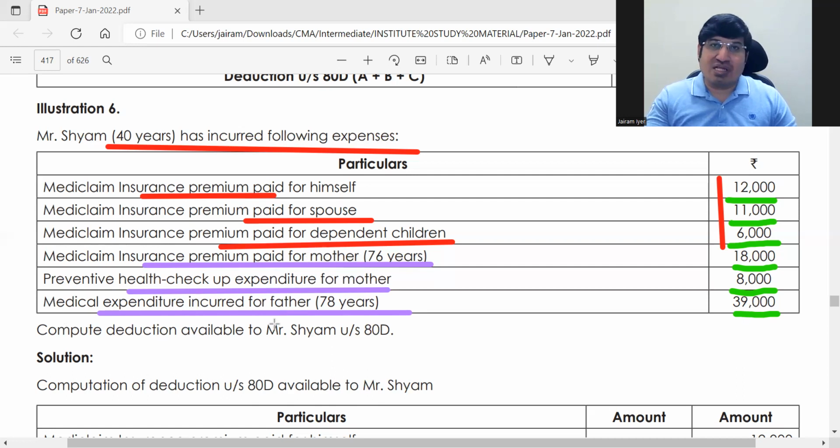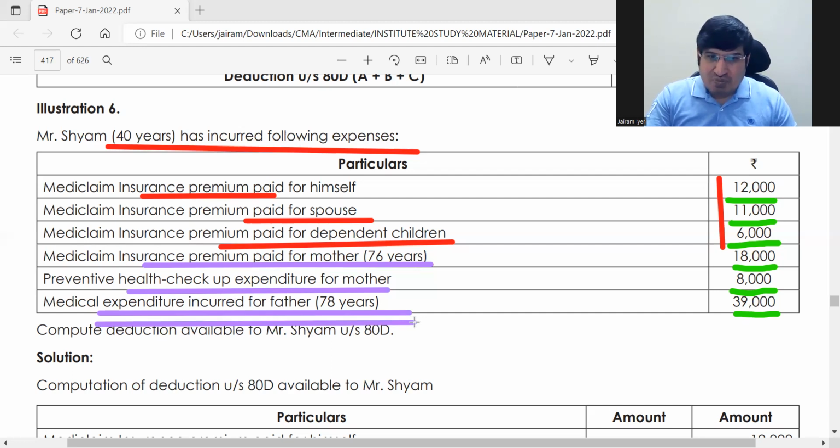So we are not talking about health checkup. Point number 4, which we had, medical expenditure. Okay, if you are getting deduction for mediclaim insurance, you will not get deduction for medical expenditure for the same person. For mother, he has mediclaim insurance, he would not have got. Okay, but for father, he doesn't have mediclaim, so he will get this. Okay, so he will get this.